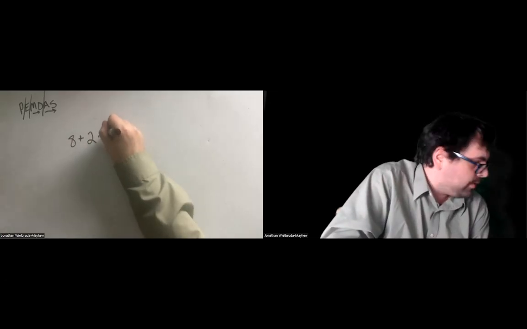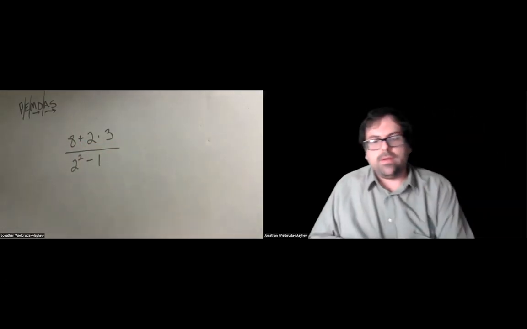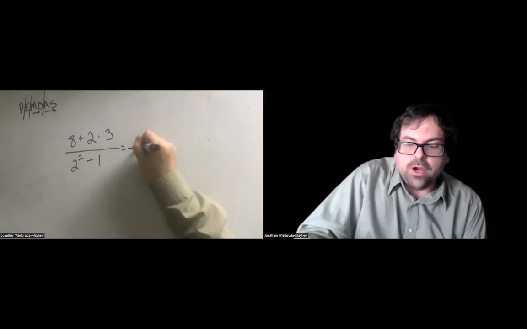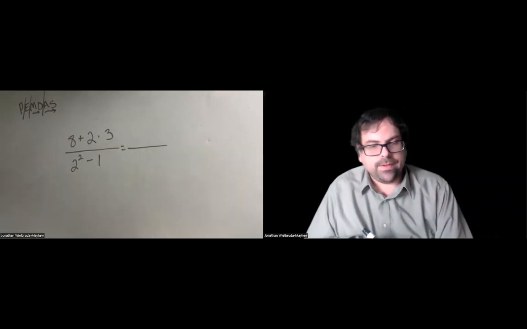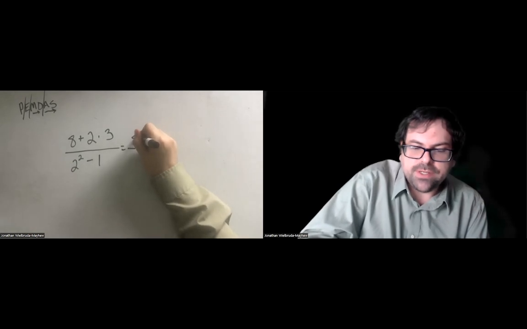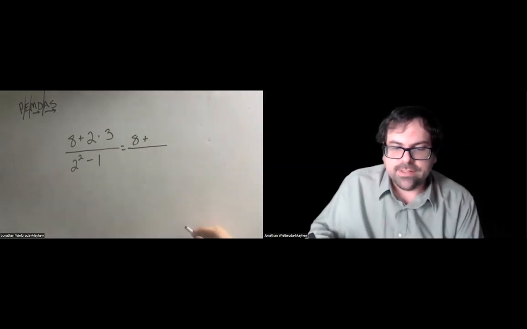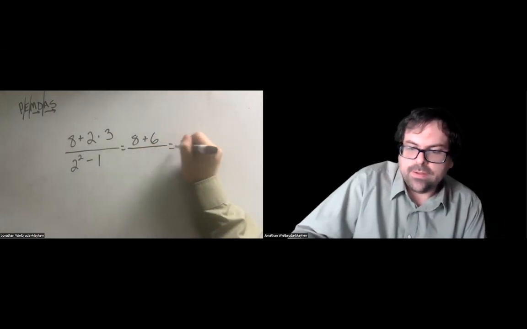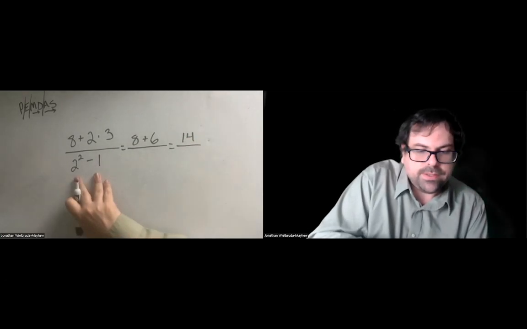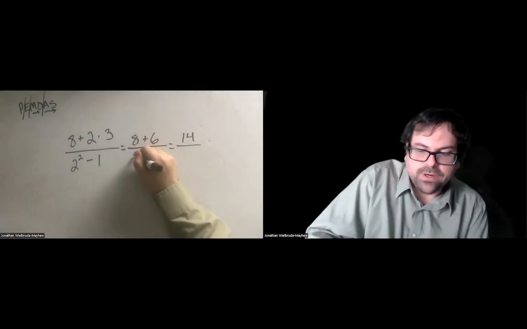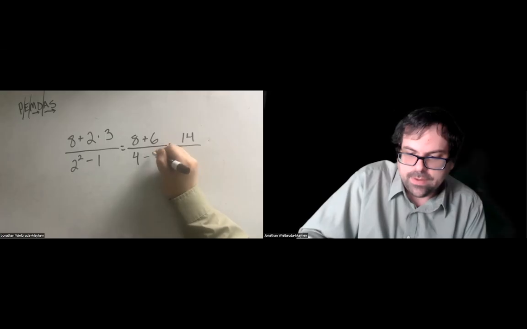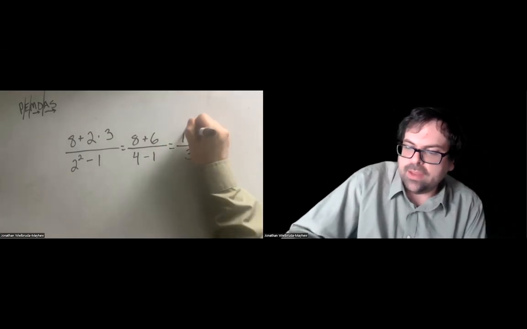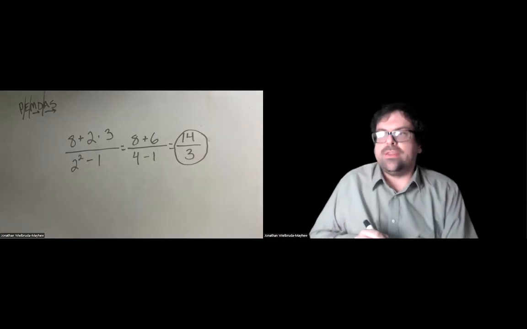Two more. Fraction bar means we have two problems. On the top, we would multiply first. Leave the 8 plus. 2 times 3 is 6. 8 plus 6 is 14. On the bottom, exponent first. 2 squared is 4. 4 minus 1 is 3. We can't reduce 14 thirds. 14 thirds is the answer.